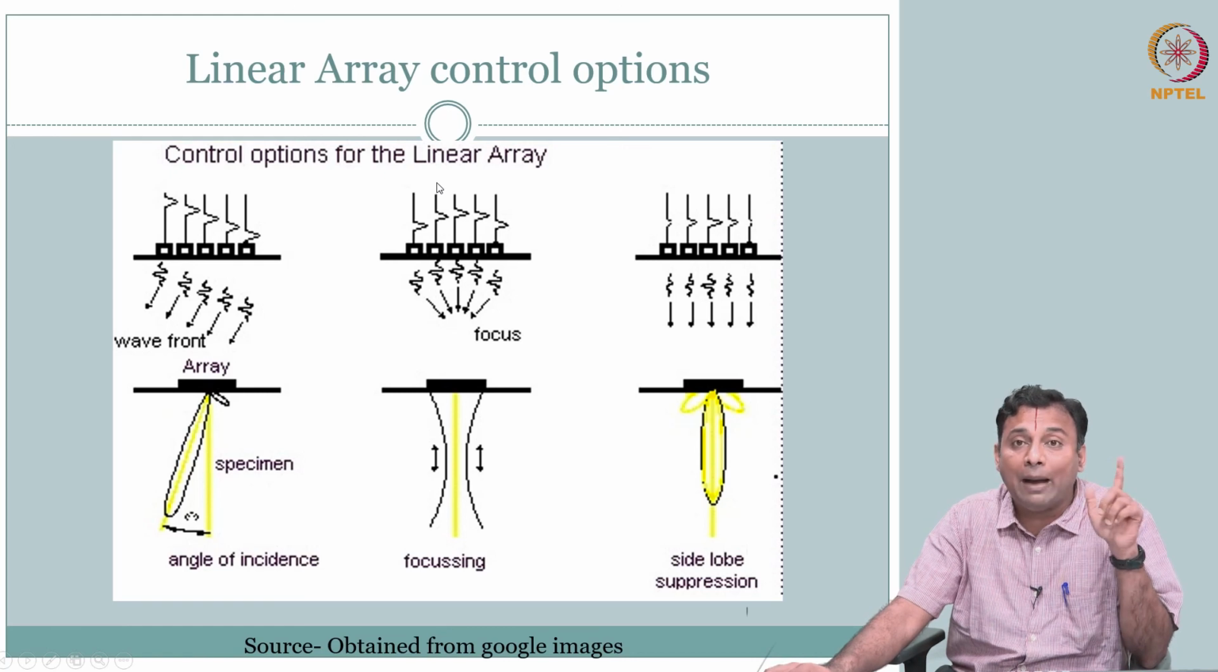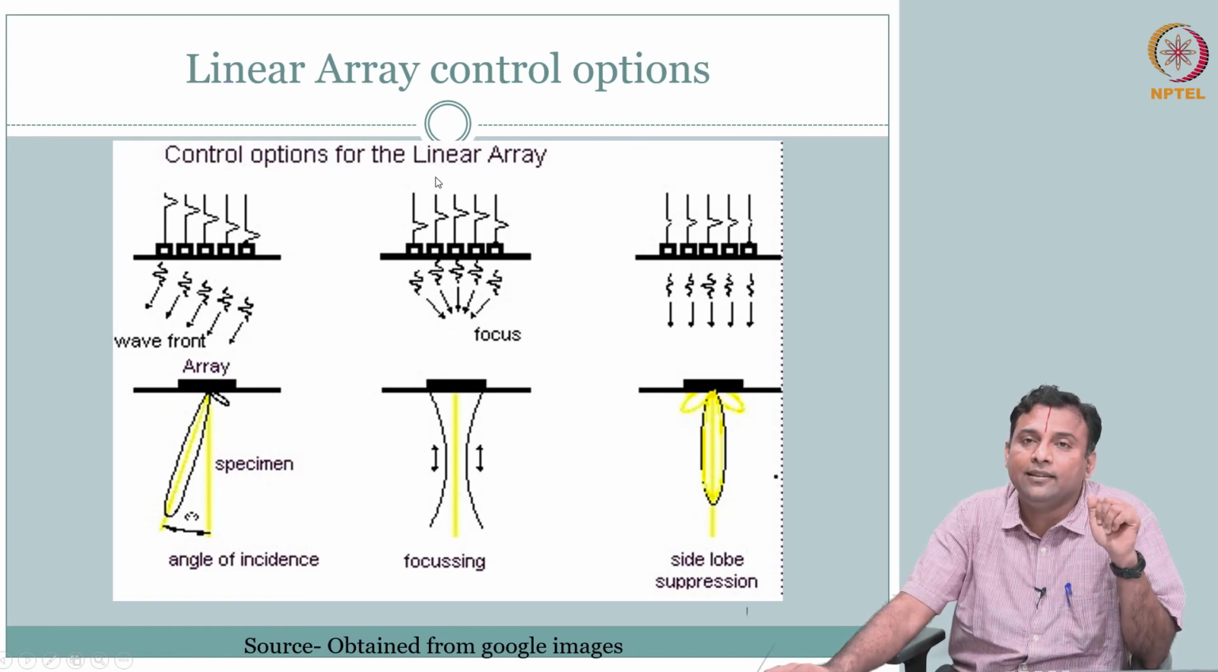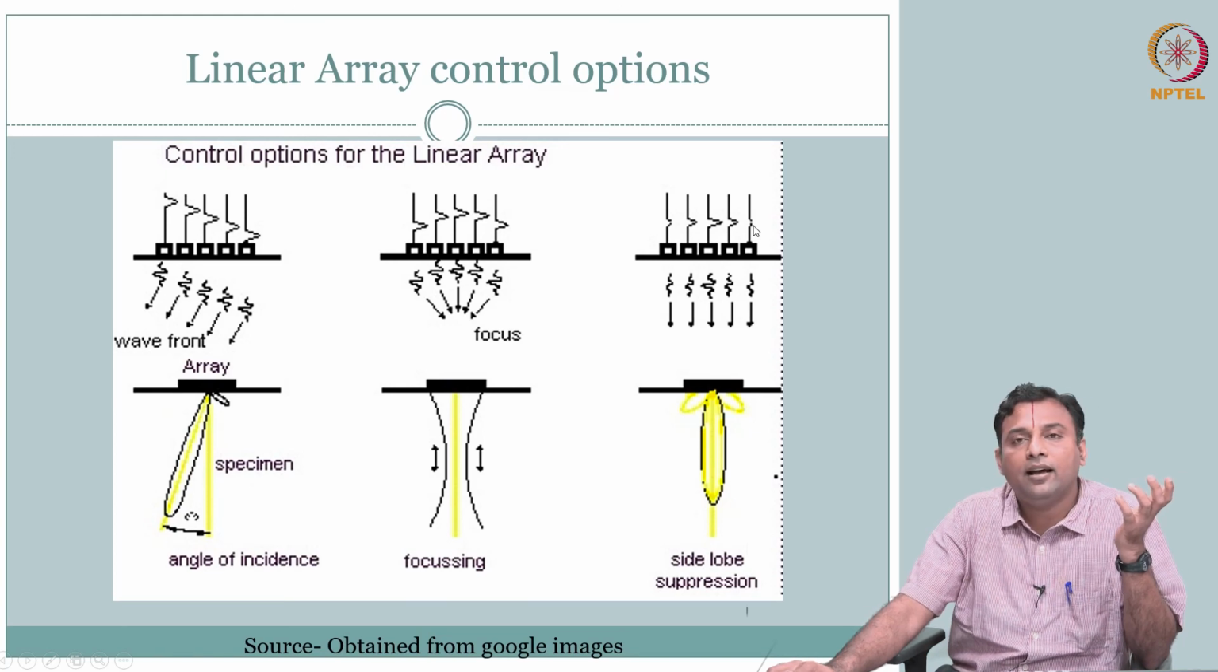Last time we talked about apodization. What is apodization? Weighting the amplitude. That is no big deal. We already talked about it: when you apply the voltage, I can give more weightage to the center, and as you go to the sides, I can reduce it. So I could have an apodization function.